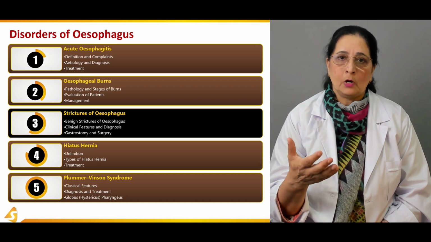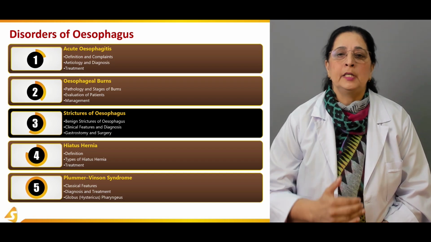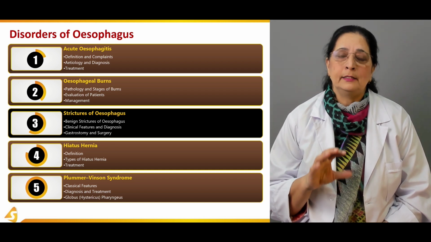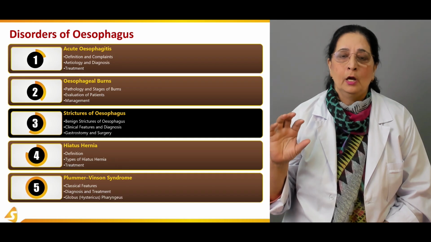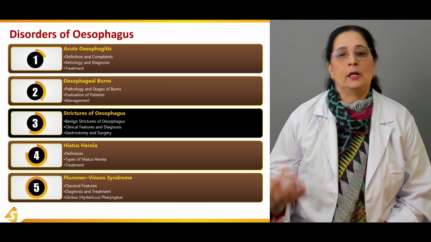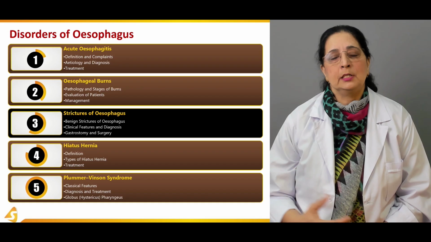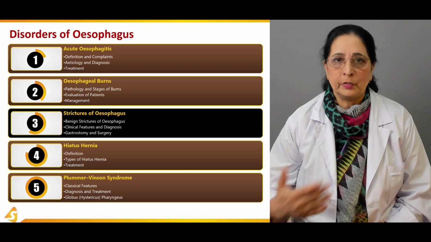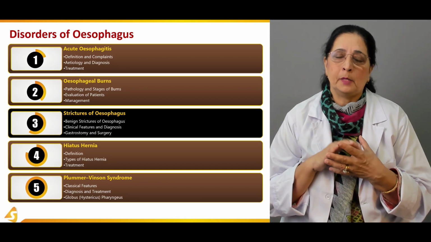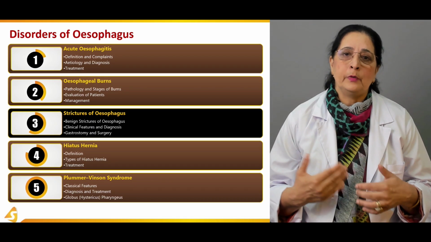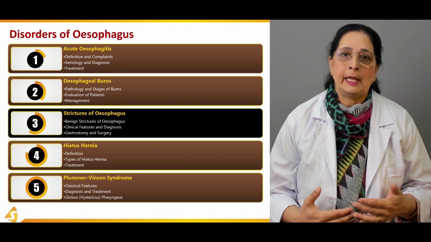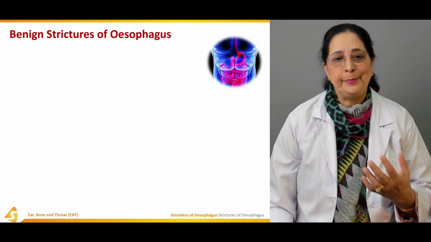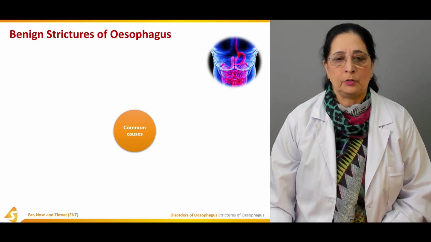When I talked about the burns of the esophagus in the previous section, I mentioned that in the last stage of the burn, the strictures are formed, and those strictures can cause so many problems and complications. So in this section, we will specifically talk about the strictures, how they can present, and how we should manage and treat them. The benign strictures of the esophagus.